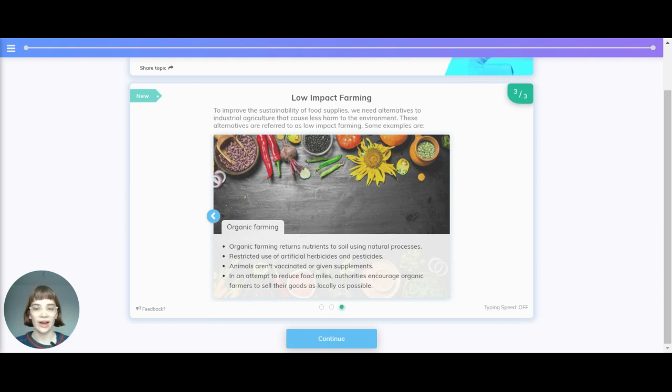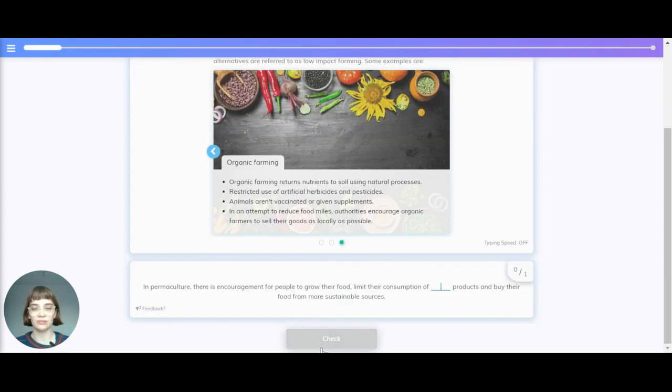Organic farming. Organic farming returns nutrients to soil using natural processes. The restricted use of artificial herbicides and pesticides. Animals aren't vaccinated or given supplements. In an attempt to reduce food miles, authorities encourage organic farmers to sell their goods as locally as possible.